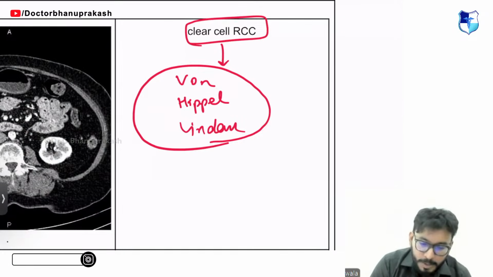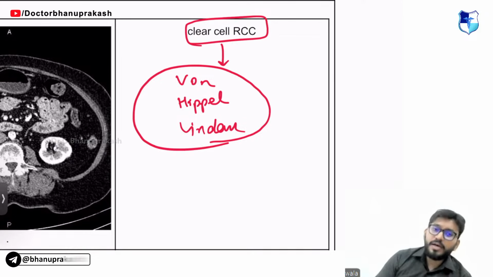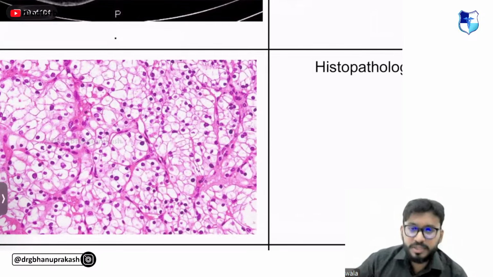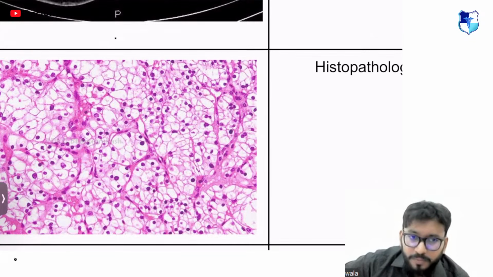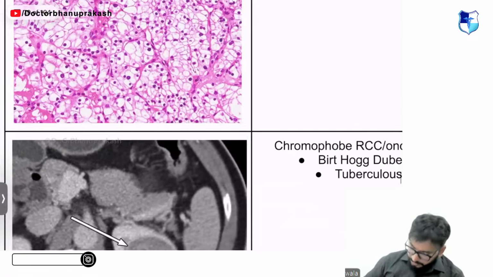Yes, it is von Hippel-Lindau syndrome, guys. It is associated with clear cell type of renal cell carcinoma. On histopathology, can you see these clear cells? Yes, it is the most common variant of renal cell carcinoma.